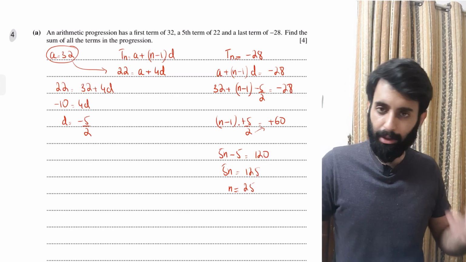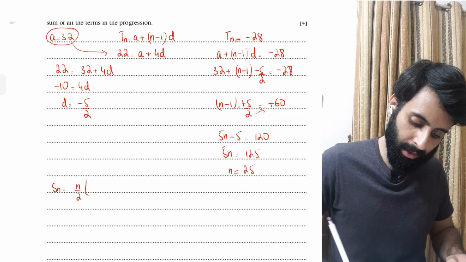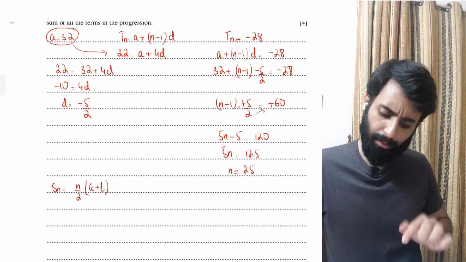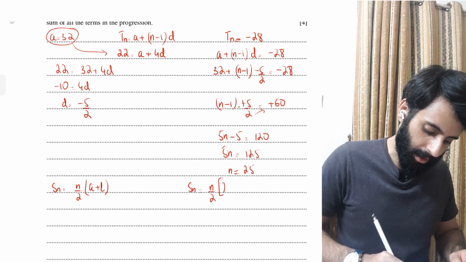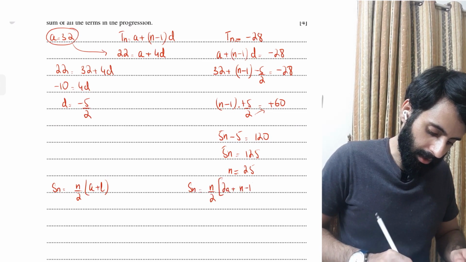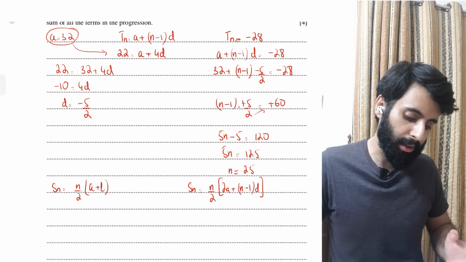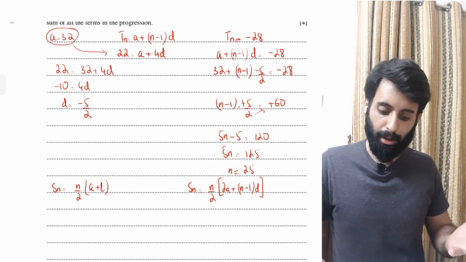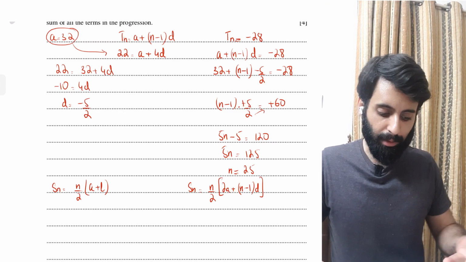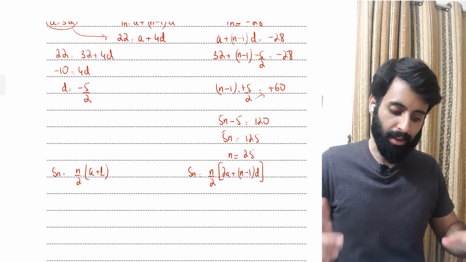Now to calculate the sum, there are two formulas. One is n upon 2 into a plus L, and I think this is the formula that I'm going to use. But anyway, the other formula is n upon 2 into 2a plus n minus 1 times d. Now over here I can use pretty much whatever formula I want, because I have the first term, the last term, the number of terms, and also the common difference. If I want to use the first formula, I have all the ingredients I need to use it. If I want to use the second formula, I have all the ingredients I need in order to use that formula.